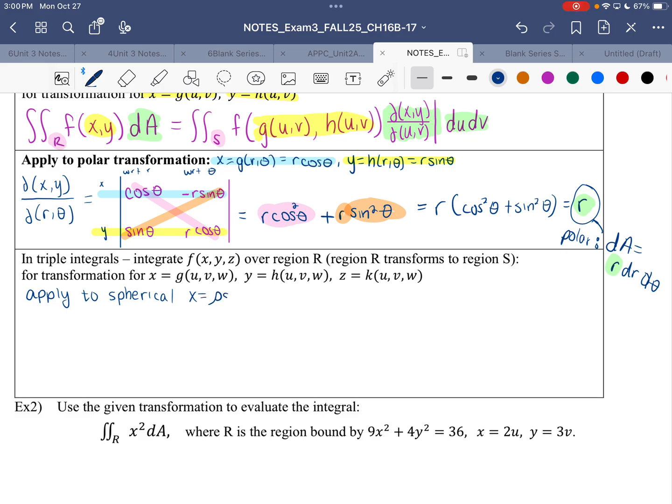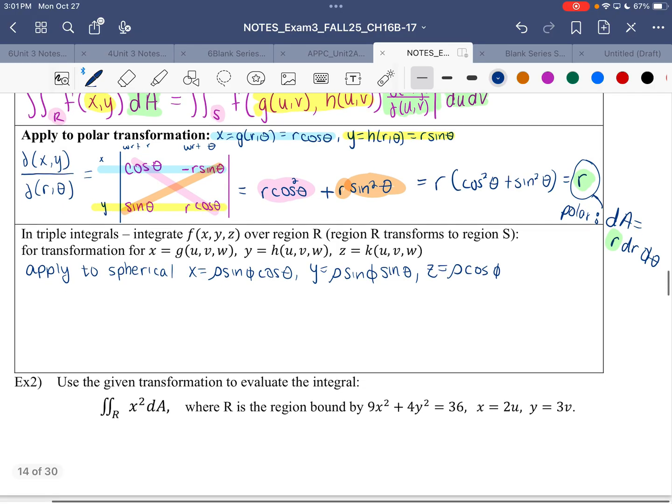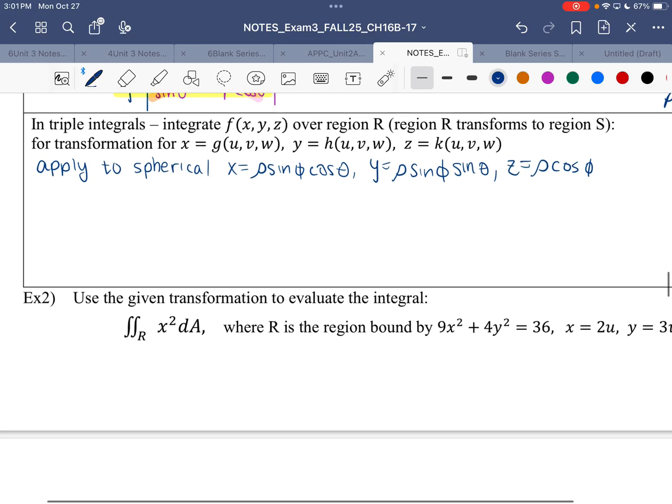x is equal to rho sine phi cosine theta. Y is equal to rho sine phi sine theta. And the more you write these, the more likely you are to not forget this transformation when it comes to the quizzes and stuff. I should add these as a flashcard.